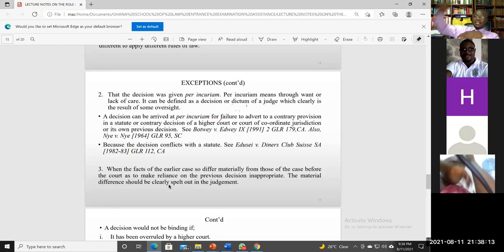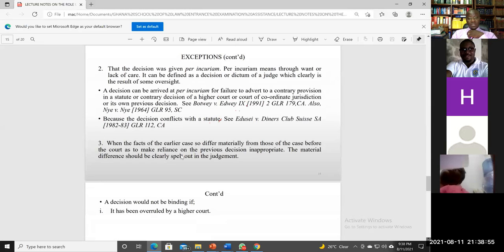Or let's say that the Court of Appeal has given a decision, and that decision, for example, ignored a certain relevant decision by the Supreme Court on an aspect of the case that it decided. Then let's say the High Court or any other court applying the Court of Appeal decision can say that it was given per incuriam, as it were. Yeah, so you can look at the case of Botry and Edway, and then Edwards and the Diners Club Swiss.